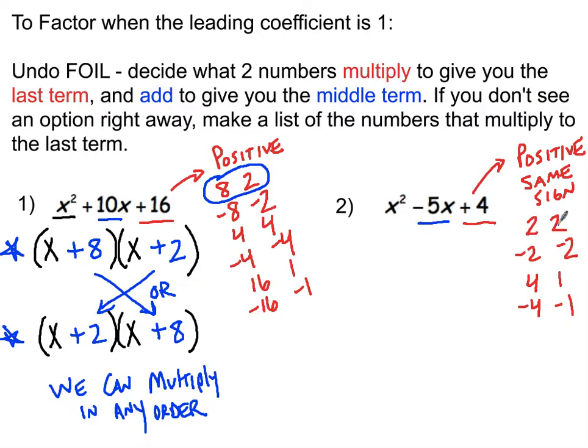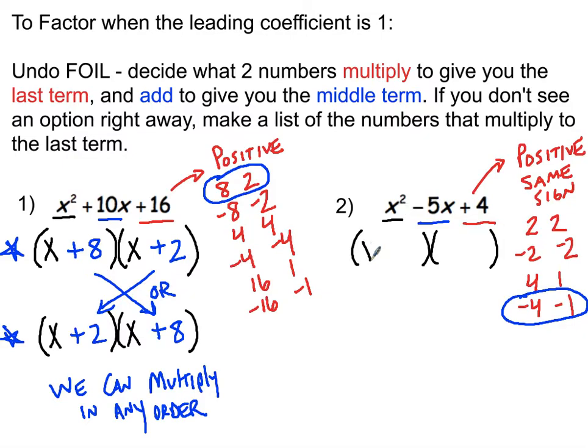So 2 plus 2 is 4, that's not going to do it. These would add to negative 4, that's not going to do it. These add to 5, but we want negative 5. So this is my combination that adds to negative 5. And again, there's only going to be one that's going to work. Only one combination will work.